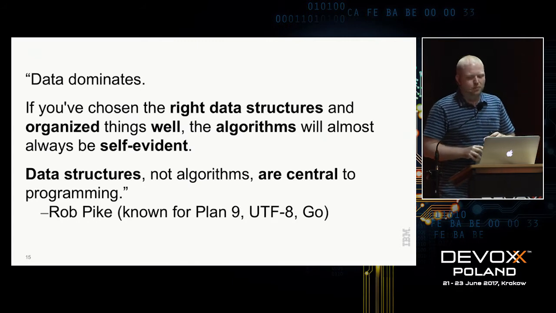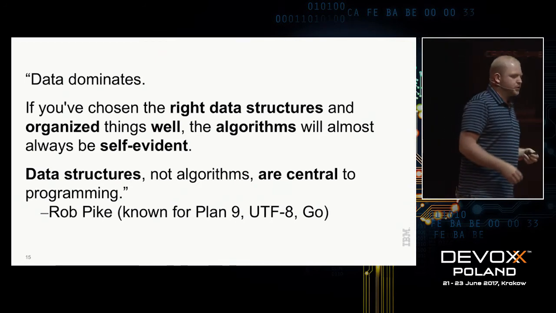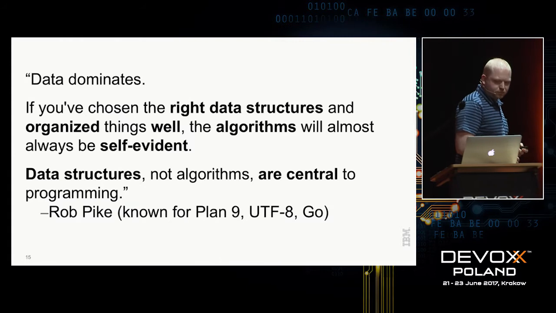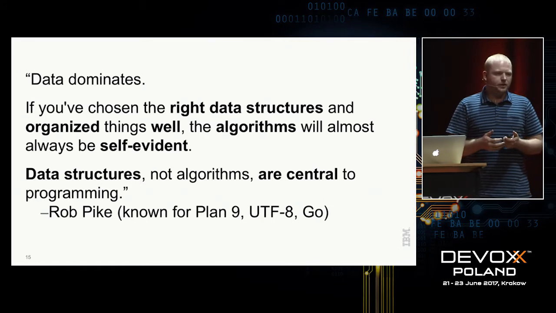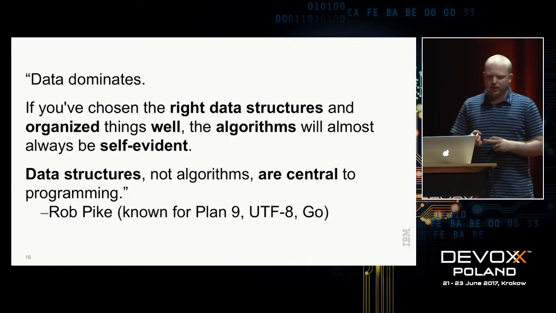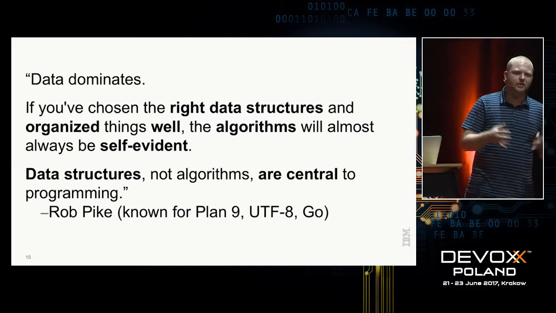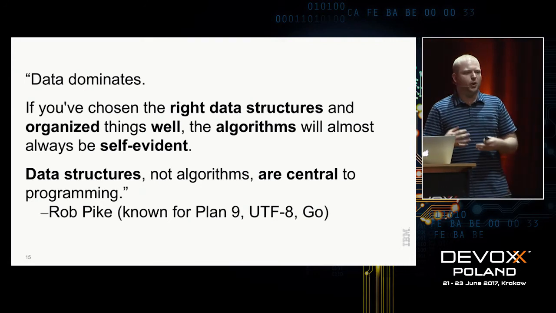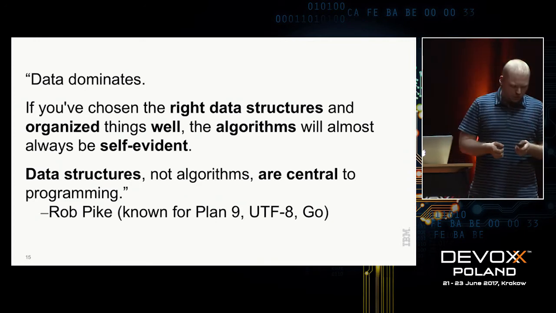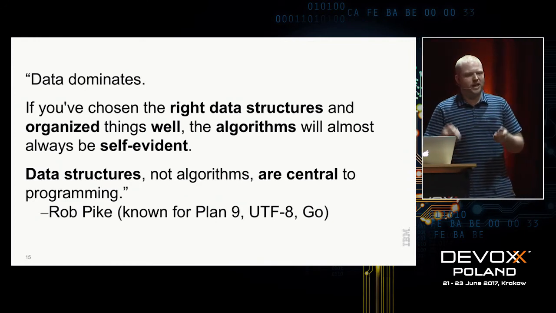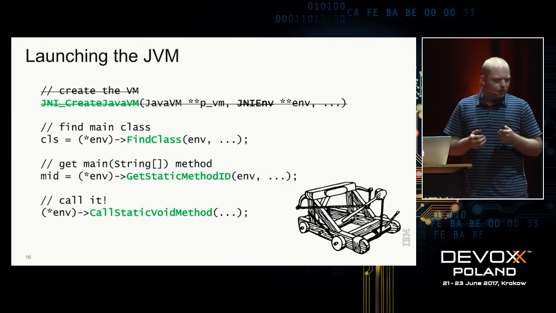So data structures are important, because data structures, and not the algorithms, are central to programming. I mentioned two key data structures on the previous slide: the Java VM structure and the JNI environment structure. And in this talk, I will keep coming back to the data structures, because if you understand those, then it's much easier to understand what's going on in the JVM and how everything fits together. And hopefully, as J9 goes open source, this will help you work with the code and understand the design principles in OpenJ9. So let's get back to the launcher here.